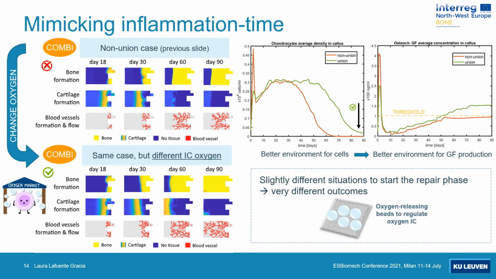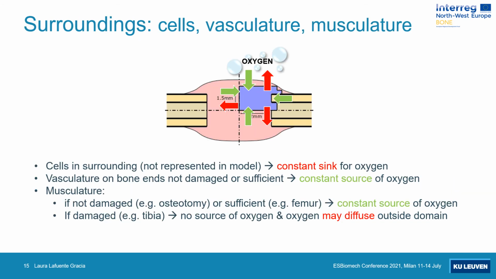We can also regulate the oxygen we start our repair phase with, using oxygen-releasing beads that were mentioned at the beginning. Moreover, cells not represented in the model are still consuming oxygen. Also, if the vasculature on the bone ends or the muscles surrounding the fracture area are not damaged or are sufficient, they will be a constant source of oxygen.